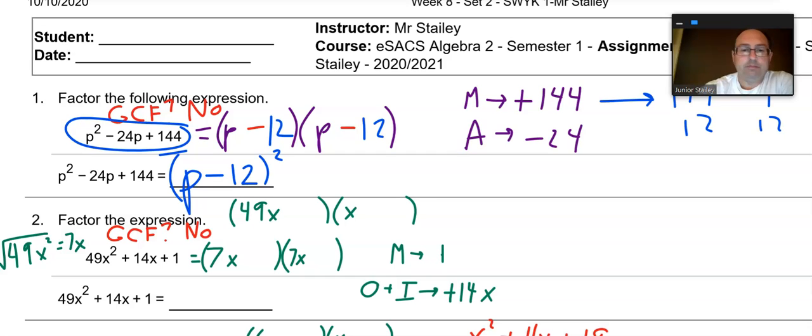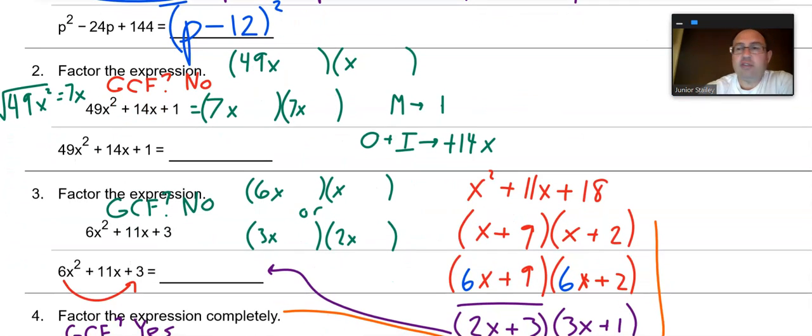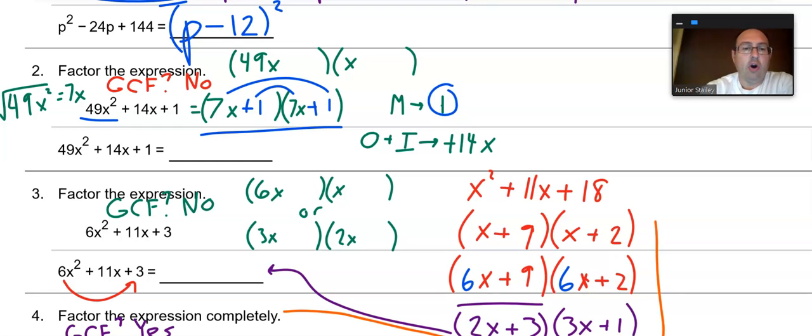All right, moving on. So, next one. No GCF. This time we got to take the square root of 49x squared. We do that, we get 7x. We got to multiply together to give us 1. Not a whole lot of options, folks. So, got to add 1, right? Outsides and insides would then add up to 14x. All right, so that is, oh wow, it's another one of those perfect squares, isn't it? Perfect square trinomial. So we got 7x plus 1 quantity squared.